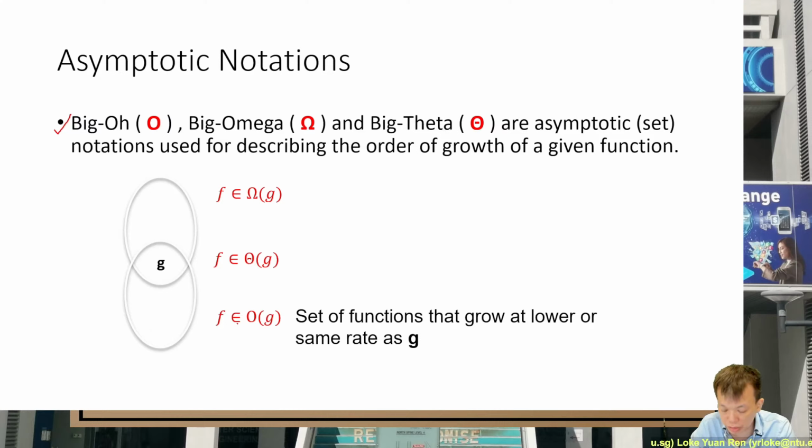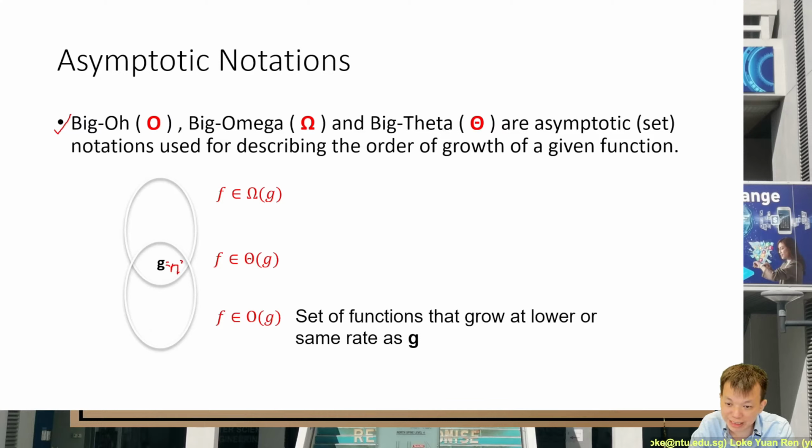When we talk about a function being in big O of g, what does it mean? Big O of g is a set of functions that grow at a lower or the same rate as g. Take note, it's a set of functions. What does this mean? Let's say, for example, my g is n squared.